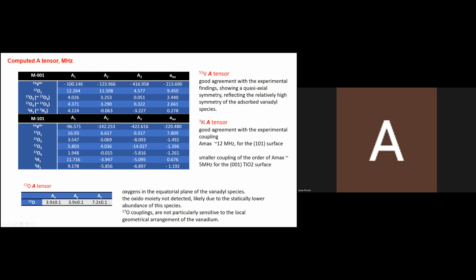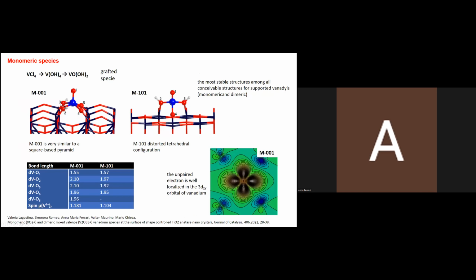I forgot to say about the hydrogen. This good agreement with the computation indicates that these hydrogens are bound to the supported cluster, not bound to the surface. This is also a strong indication of the presence of hydroxyl groups and hydrogen bound to oxygen in the supported cluster. And this is a very important point.